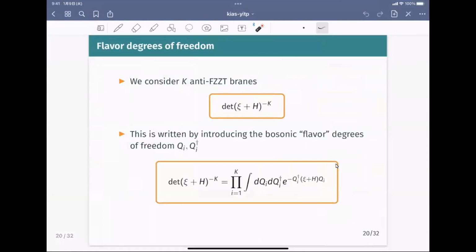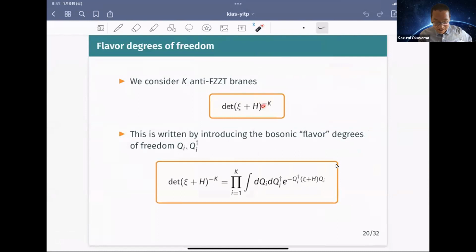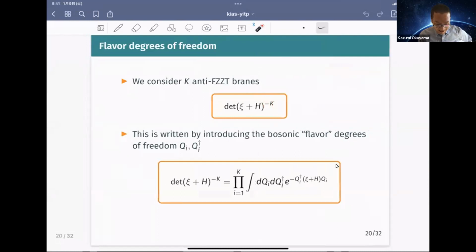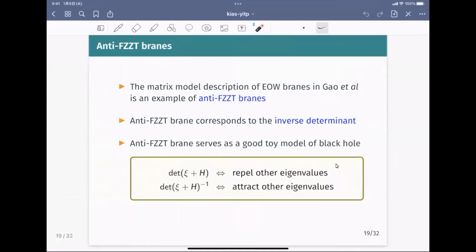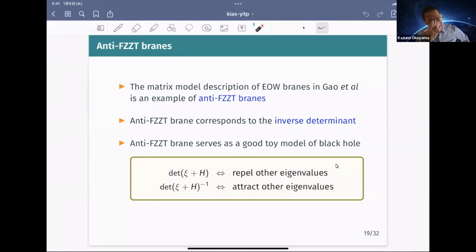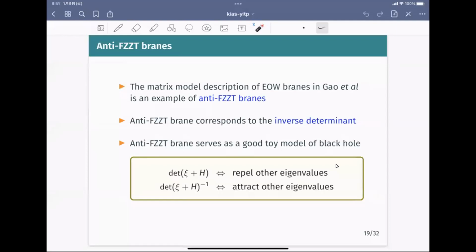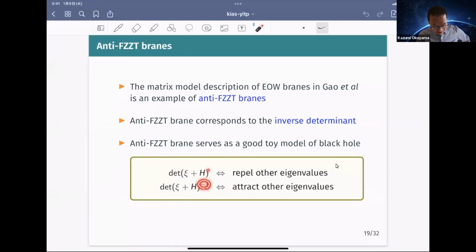Sorry. This anti-D brane is not like an anti-D brane, but it's like a ghost D brane. So this exponent is negative, so it has a negative tension. I mean, a ghost D brane can completely cancel the usual brane. So this exponent is opposite from the usual branes. Okay, I see. Thank you very much.